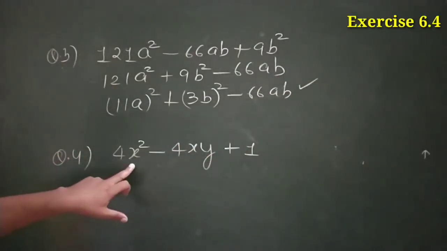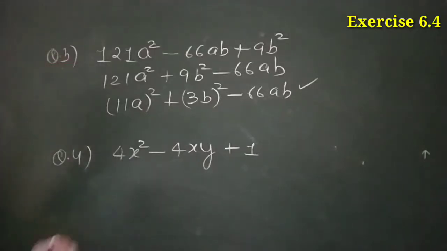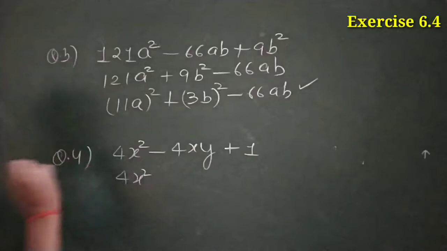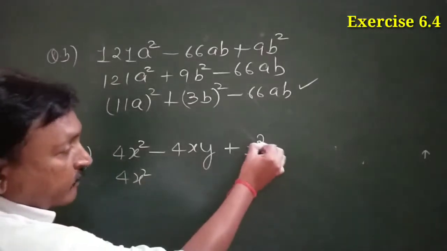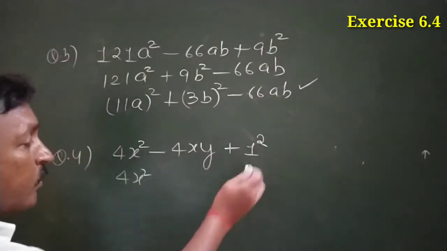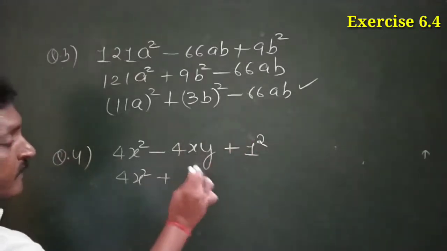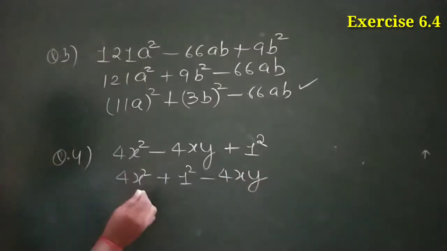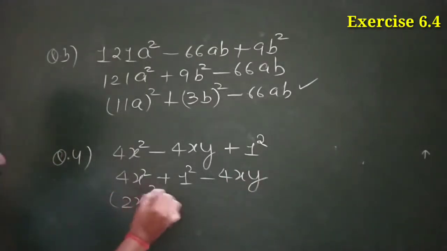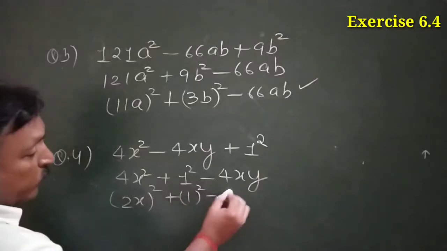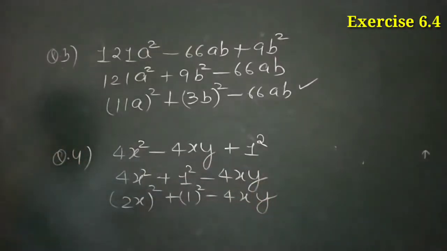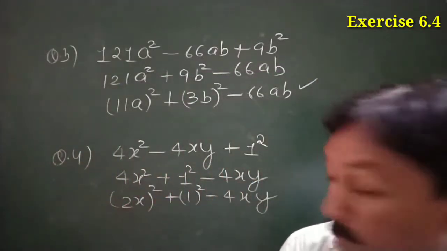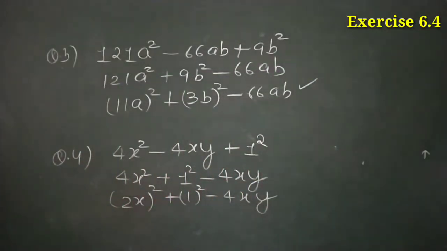See question number 4. It is also just like question number 3 and question number 1. 4x square. One square term is here. Second thing, this 1. If I write it as 1 square, then also its value is 1. So just interchange the positions. 1 square minus 4xy. So it will be converted into 2x whole square plus 1 square minus 4xy, and now we will proceed as we had done in question number 1. Okay, so complete question 3 and question number 4.